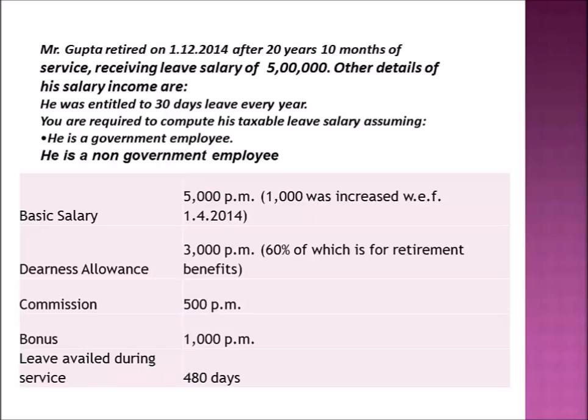Bonus 1,000, but that is not includable as we know, and here it is given that leave availed during the service is 480 days. So during his tenure of 20 years and 10 months, he availed leave of 480 days. He was entitled to 30 days leave every year, and you are required to compute his taxable leave salary, assuming that number one, he is a government employee, and number two, he is a non-government employee. In both the cases, you have to compute his taxable leave salary.